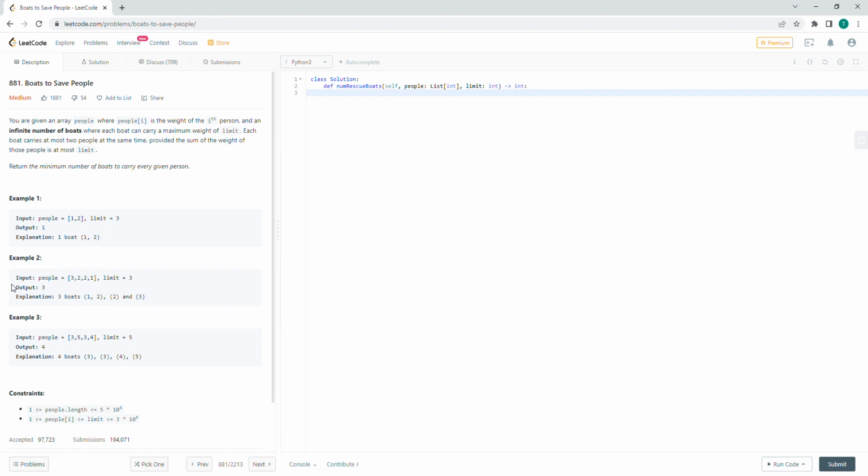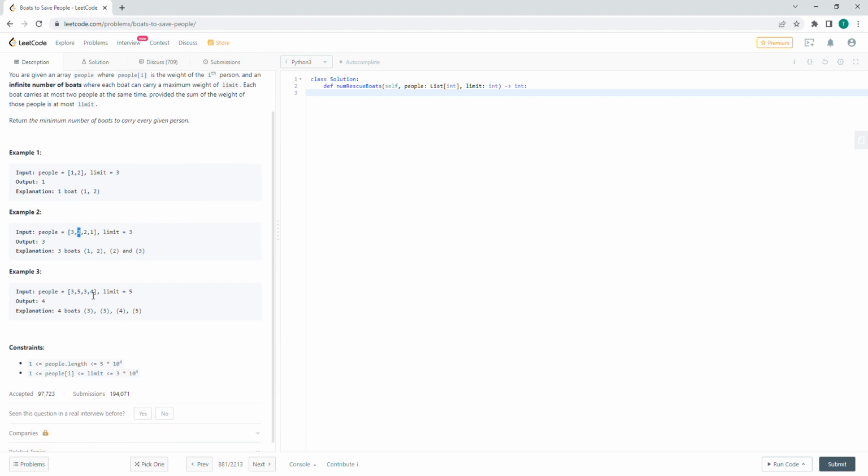How about example number 2? We're given a limit of 3, and we're given an array of people here. How many boats do we need to save people? Well, the answer is 3. One boat for the person weighing 1 and the person weighing 2, right? That fills out one boat. We have another one for 3. Since the limit is 3, we have to take a whole boat for this one person. And the last remaining is 2, therefore we need 3 boats.